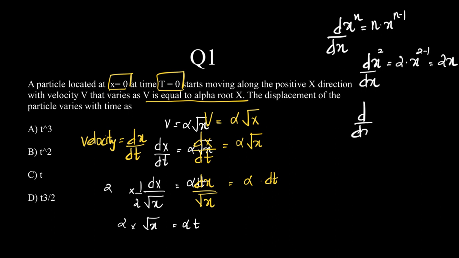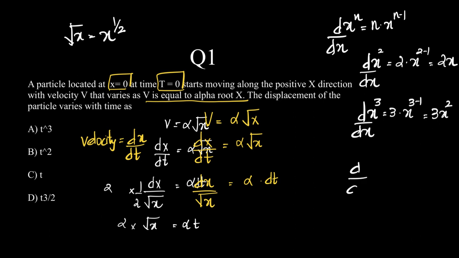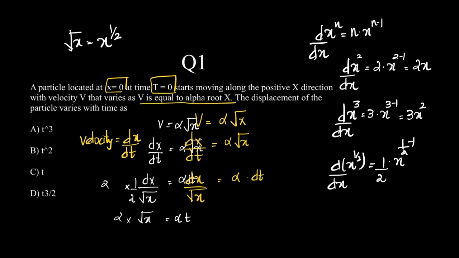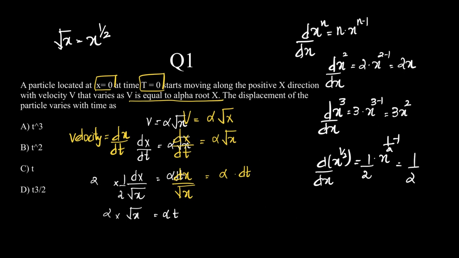Let me add one more example. d by dx of x to the power 3 is equal to 3 into x to the power 3 minus 1, which is equal to 3 into x square. Now, what is root x in terms of exponents? Root x is basically x to the power 1 by 2. So d by dx of x to the power 1 by 2 is equal to 1 by 2 into x raised to 1 by 2 minus 1, which is equal to 1 by 2 into x to the power minus 1 by 2.